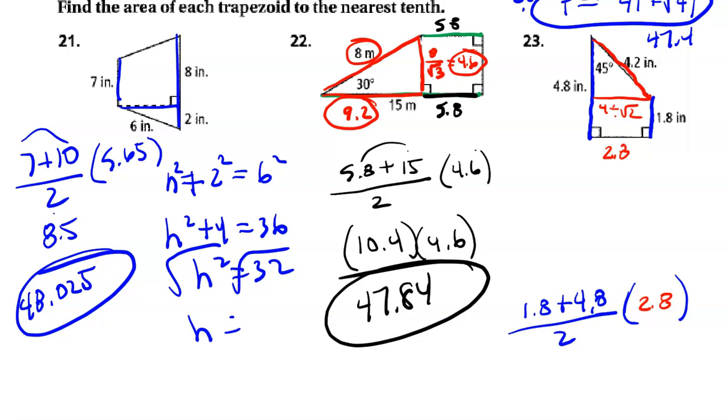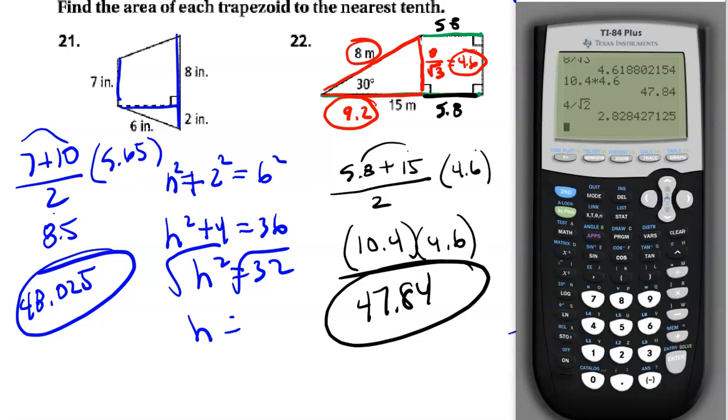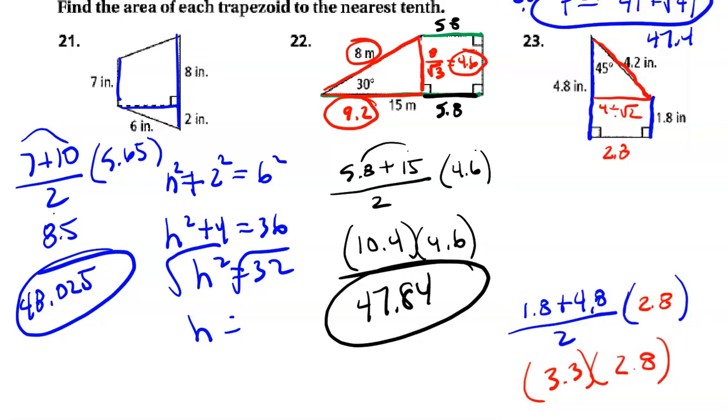All right, so 1.8, 4.8. That is 6.6 chopped in half is 3.3. All multiplied by 2.8. So 3.3 times 2.8 equals 9.24. About. Realize these are all about once you start rounding stuff off.